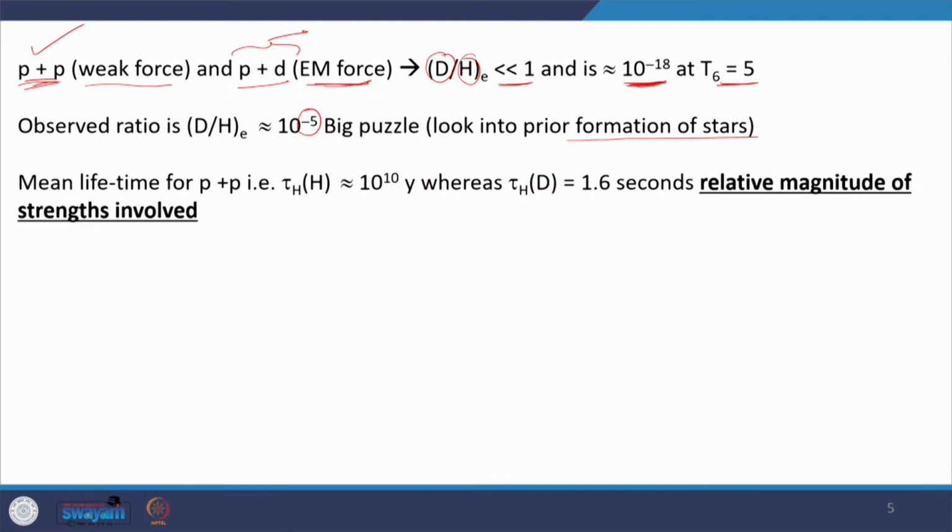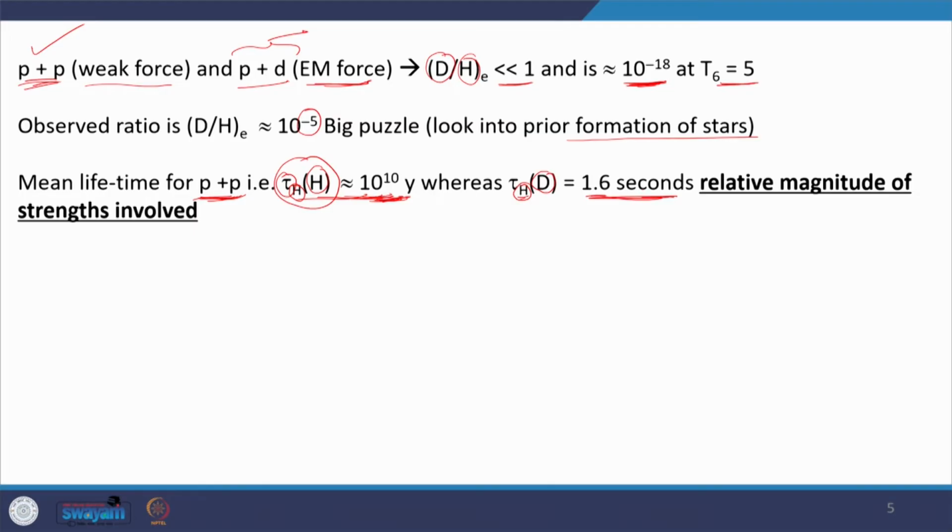Alright. Now, let us see what the lifetime of this proton plus proton reaction is. As we discussed earlier, it is about 10 to the power of 10 years. Please understand the symbol: it is the lifetime of hydrogen while reacting with another hydrogen, about 10 to the power of 10 years, whereas the lifetime of deuterium while reacting with hydrogen, and not others, because we have seen hydrogen is abundant, so other reactions are not very important, is just 1.6 seconds. See, 10 to the power of 10 years and 1.6 seconds.